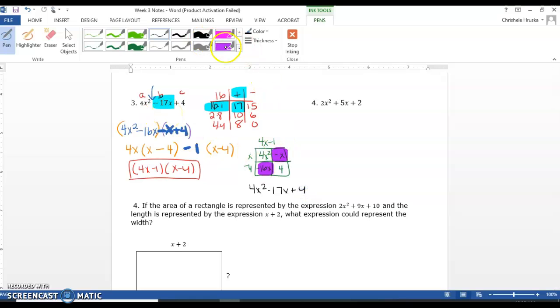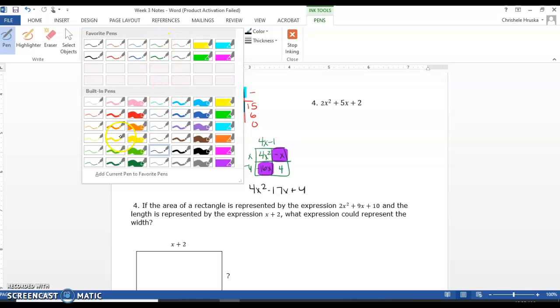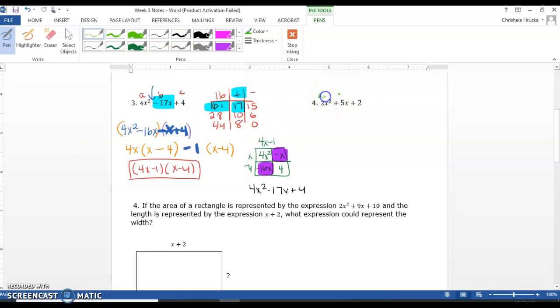Okay, last one here. I have A, I have B, I have C. A times C is 4. We only have two options here. We have 4 times 1 and 2 times 2. Add, subtract, add, subtract. I'm looking for B. It's right here, 4 and 1. Everything's positive in this problem, so everything's going to just stay positive. So I have 2x squared plus 4x plus 1x plus 2.